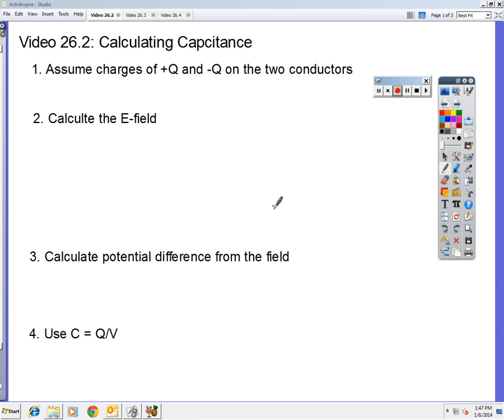Okay, this is video 26.2. In this one we're going to look at calculating the capacitance for a general capacitor. We looked specifically at parallel plate capacitors in the last video. Now we're going to learn how to do it for a spherical capacitor.